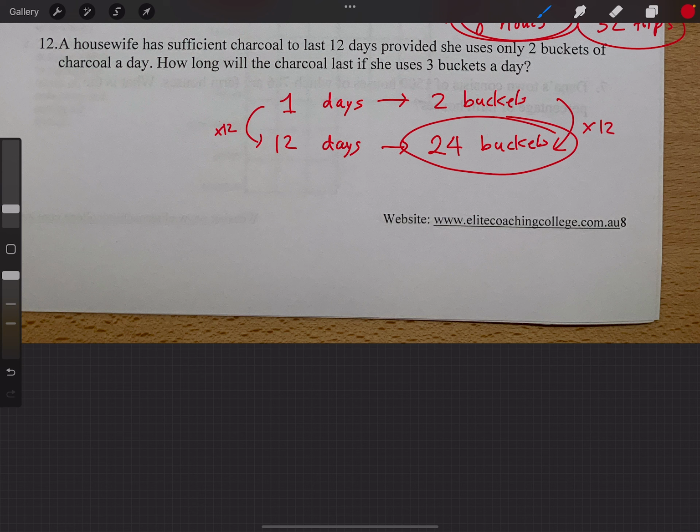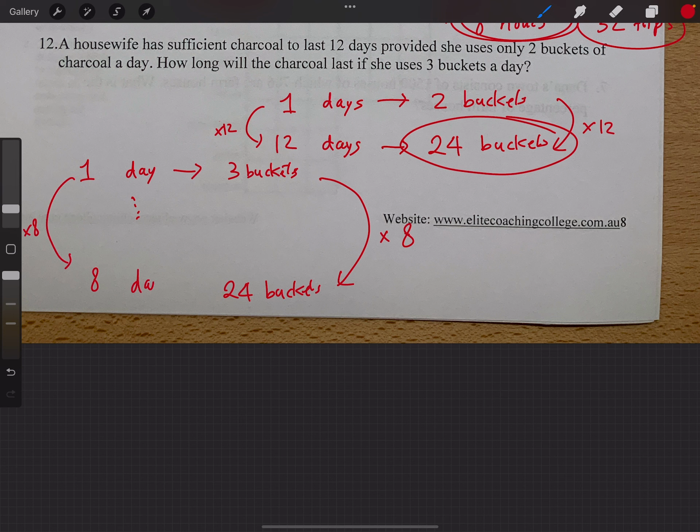Now the question is, how long will the charcoal last if she uses 3 buckets a day? So 1 day is going to be 3 buckets. Now, if we have 24 buckets altogether, how many days is it going to last? From 3 to 24, we multiply by 8, right? So that means 8 days. Each day is 3 buckets, so you can only last for 8 days, because 24 divided by 3 is 8. Hope that makes sense.